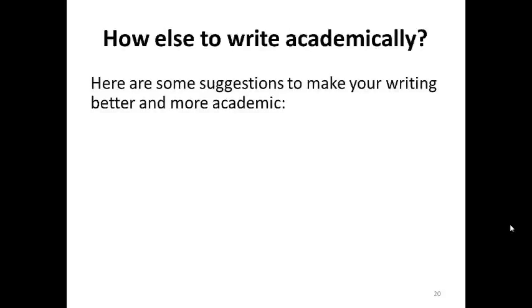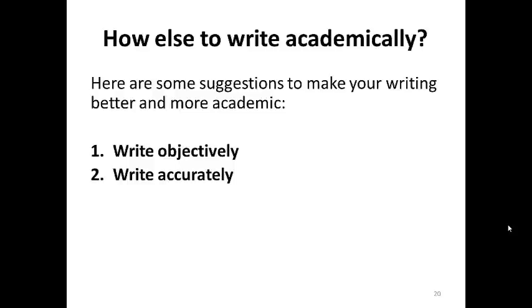Now, how else can we write academically? So here's some suggestions to make your writing better and more academic. First of all, write objectively. Report what the evidence tells you, even if it isn't what you hope to find. Don't present unsupported or personal opinions. For instance, unsurprisingly, participants who recycled their refuse more regularly were also nicer people. Make sure you have a balanced, unbiased, unprejudiced view.